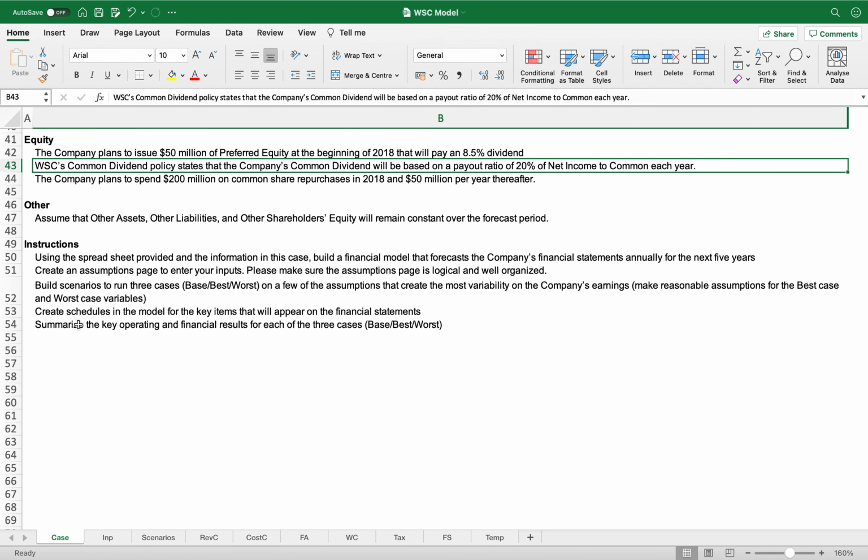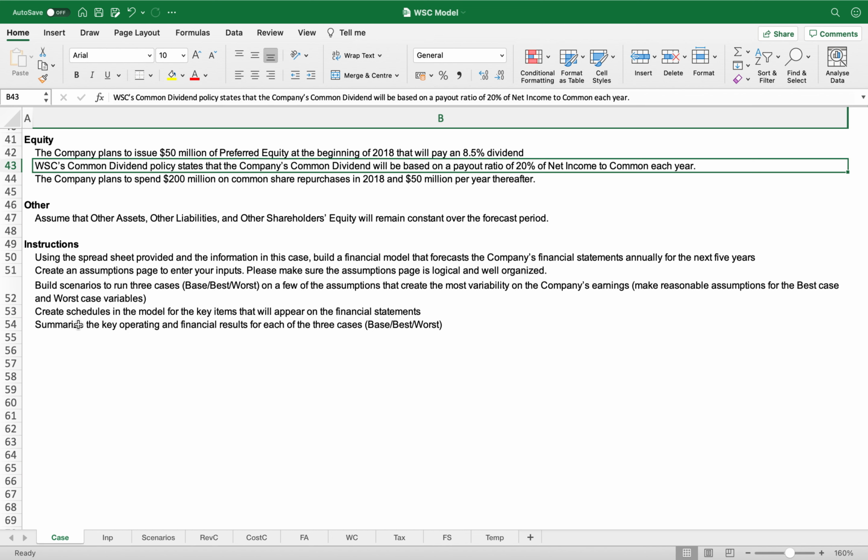Then the common dividend policy states that the company's common dividend, meaning dividend to the equity shareholders, the common stocks, and not the preferred stocks, will be based on a payout ratio of 20% to net income to the common each year. We are also given that the company plans to spend $200 million on common share repurchases in 2018 and $50 million per year thereafter.